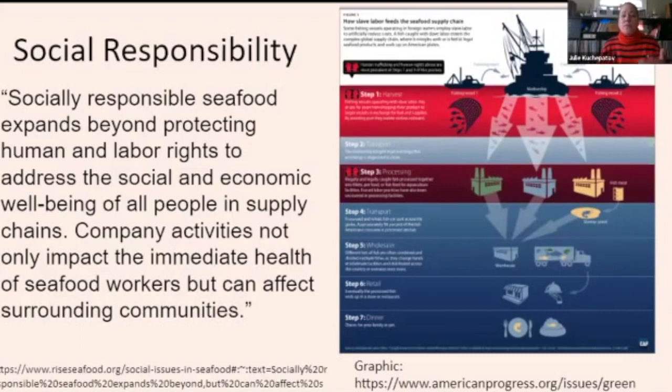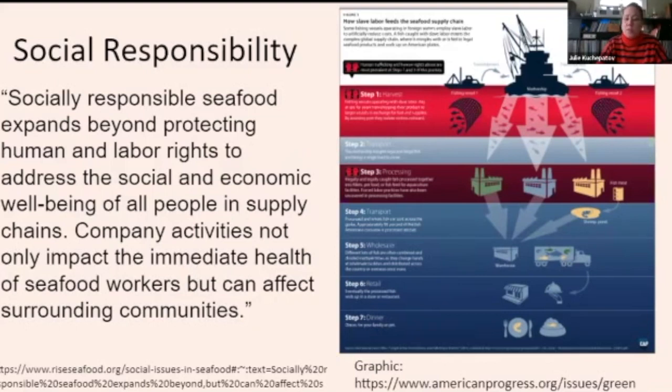It goes beyond, as it says here, protecting human and labor rights, to addressing the socioeconomic well-being of all people in the supply chain, from the boat all the way to the retail market, and making sure that people are accounted for, recognized, taken care of, working in safe environments, and not being exploited. So this is a graphic about what social responsibility is, showing how slave labor could potentially be in a seafood supply chain. It's a pretty good graphic.